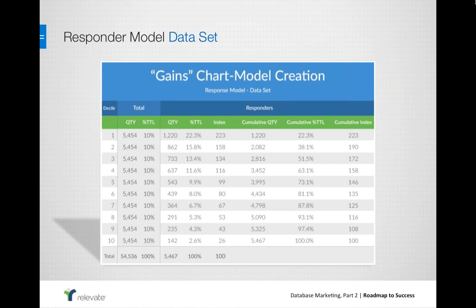Columns 7 through 9 show a cumulative number of responses, the cumulative percent, and the cumulative index level if you were to solicit records up until a particular level. So in this case, if we were to choose the top 4 deciles, which had the index of 100 plus, we could expect to generate overall response rates about 58% above normal, thus the index of 158.